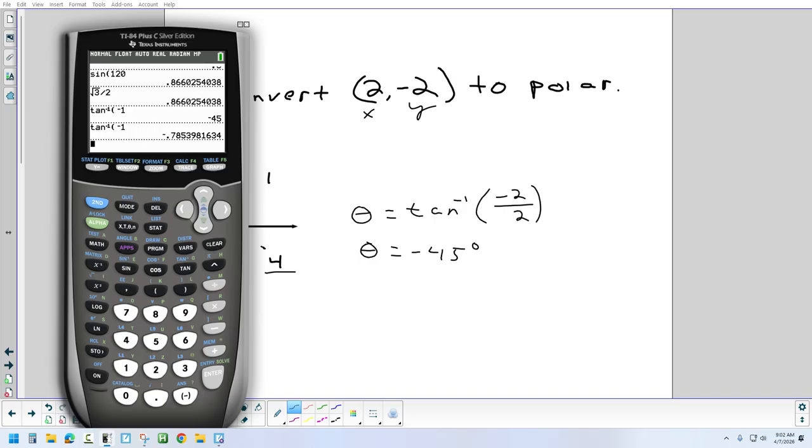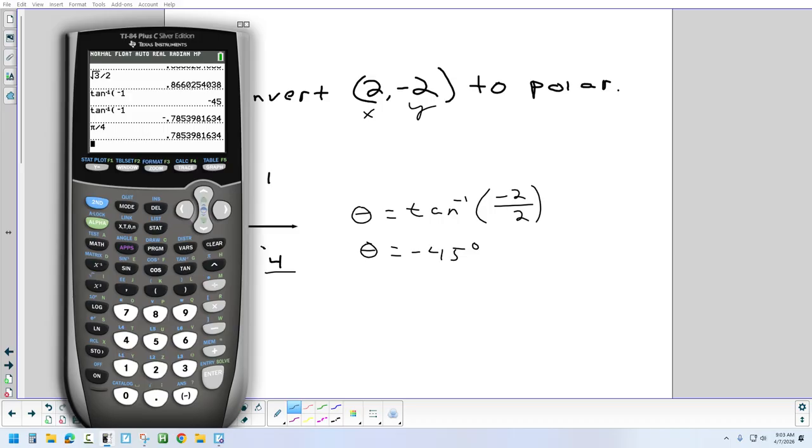Does anyone remember what 45 degrees is in radians? Pi over 3 is 60. Pi over 4. So if you do it in degrees first, hopefully you recognize or you remember how to convert it. Multiply by pi, divide by 180. And negative pi over 4 is exactly the number we just got.